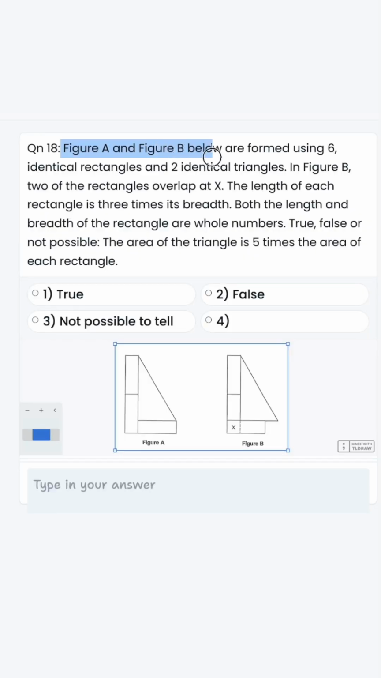Figure A and Figure B below are formed using 6 identical rectangles and 2 identical triangles. In Figure B, 2 of the rectangles overlap at X. The length of each rectangle is 3 times its breadth. Both the length and the breadth of the rectangle are whole numbers.